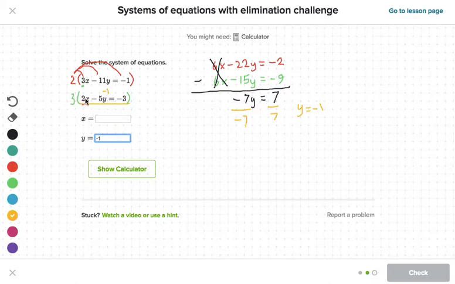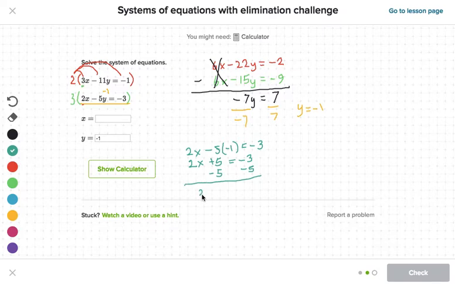That gives us 2x minus 5 times negative 1 equals negative 3. And therefore that's 2x plus 5 equals negative 3. Subtract 5 from both sides. Gives us 2x equals negative 8. And dividing by 2 on both sides gives us x equals negative 4.